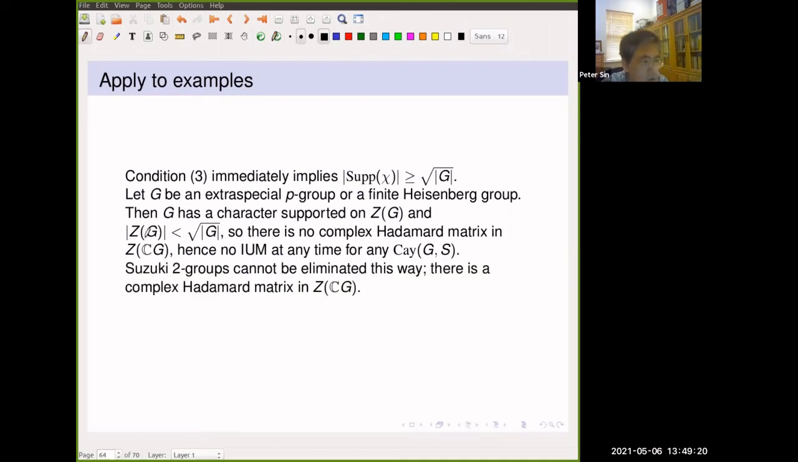If we look at the Suzuki 2-groups, we can't eliminate it this way because the center of G is exactly equal to the square root of the order of G. Also, the characters don't quite vanish off the center anyway. In fact, there turn out to be many complex Hadamard matrices in the center of the group algebra, and let me show you how to get these.